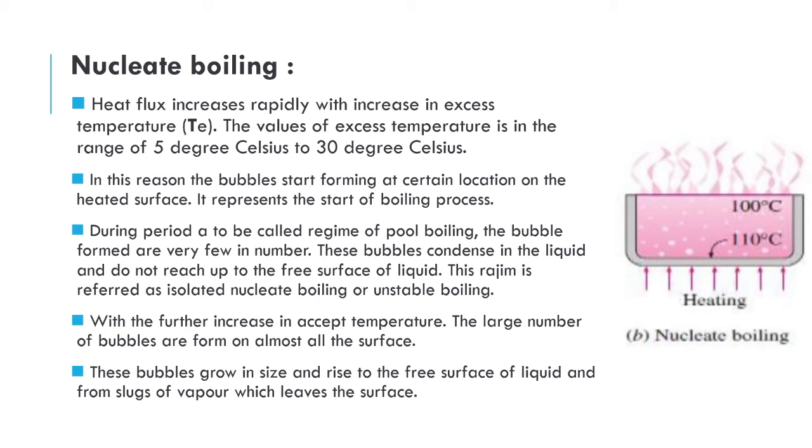The period A to B is called the regime of pool boiling. The bubbles formed are very few in number. These bubbles condense in the liquid and do not reach up to the free surface of the liquid. This regime is referred to as isolated nucleate boiling or unstable boiling.